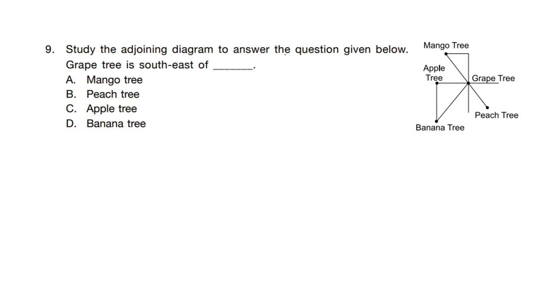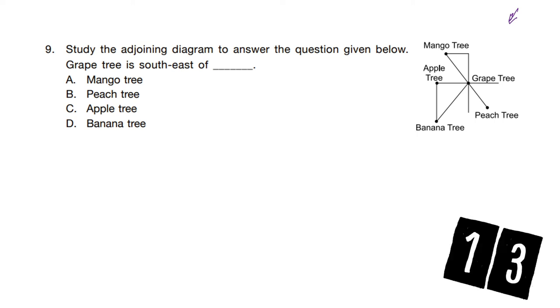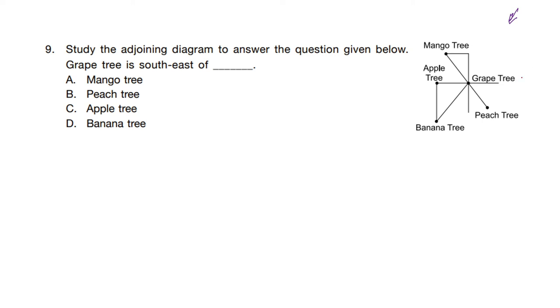Study the adjoining diagram to answer the question given below. Look at this diagram and tell grape tree is southeast of which plant from this given diagram. Now grape tree is supposed to be southeast. If this is southeast, that means this direction is south and 90 degrees to the south would be east. So if this is south, this is east, opposite to south is north and opposite to east is west. So from mango tree, this direction would be southeast. Hence our right answer is option A, the mango tree.